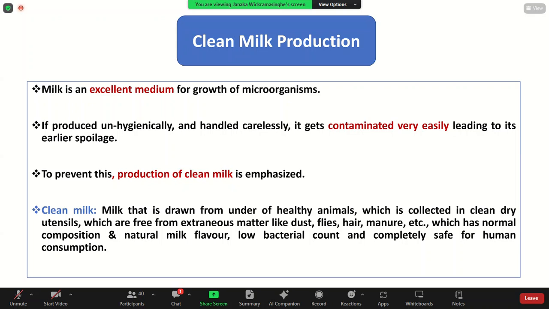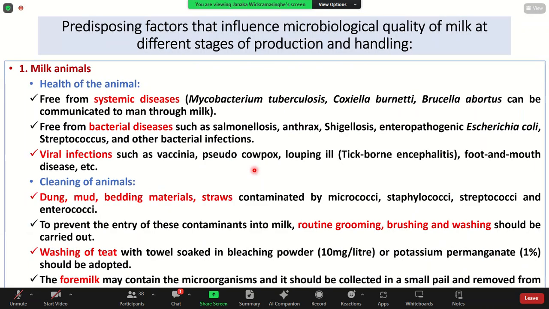Then we can assure we are producing a very good level of milk for human consumption. Otherwise, it will be really bad for consumption, and we will have low quality products, right? So what are the factors influencing the quality of milk that we produce and what we handle in the process of milk production, right?